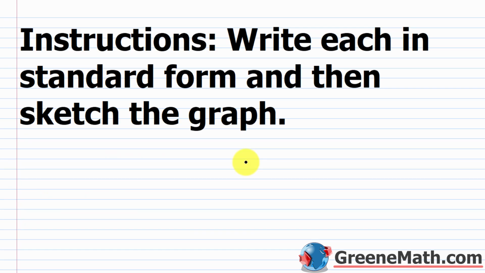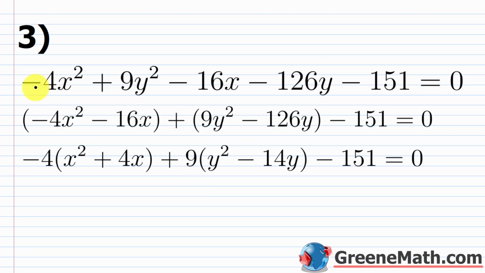All right, for the rest of the problems, we're just going to change up the instructions. So we're going to write each in standard form and then sketch the graph. All right, for problem 3, we are given -4x squared plus 9y squared minus 16x minus 126y minus 151 is equal to 0. So if you want to put this into standard form, you're going to complete the square twice.